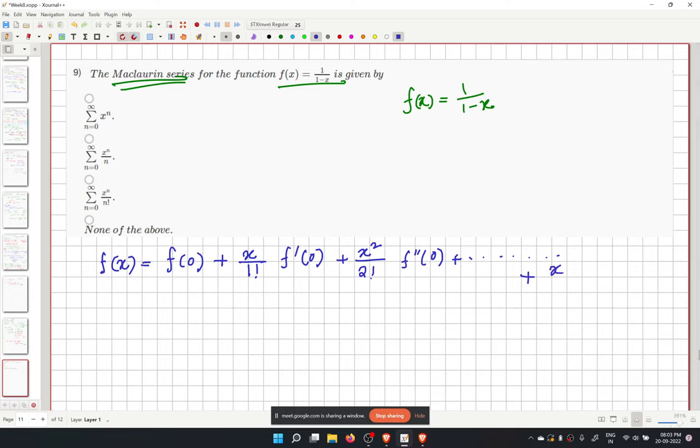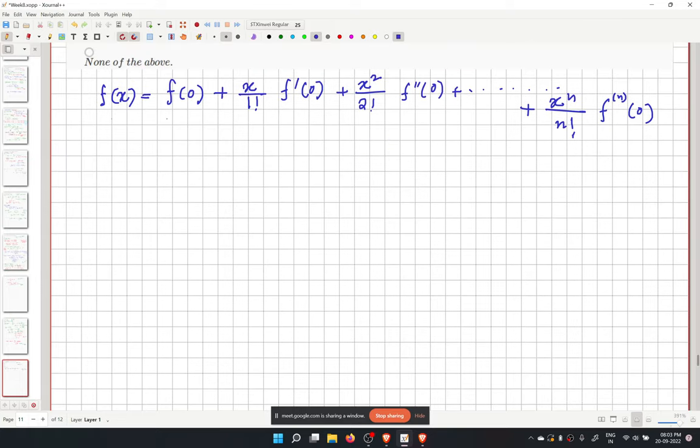The nth term similarly we can write like x to the power n by n factorial times the nth derivative of this function evaluated at the point 0. Okay, so expand at x equal to 0. So let us find these different values here, which are f of 0, f prime at 0, and these values. So let us calculate them one by one.